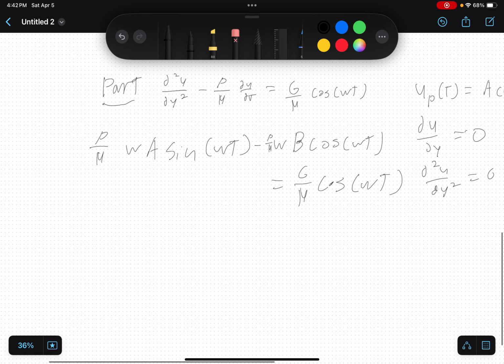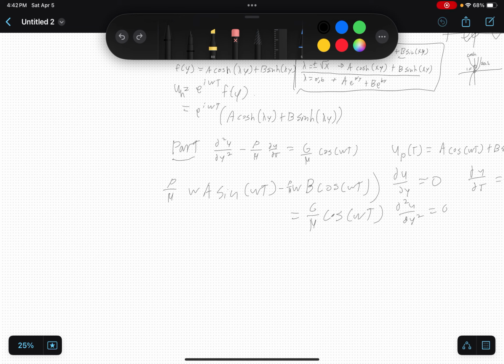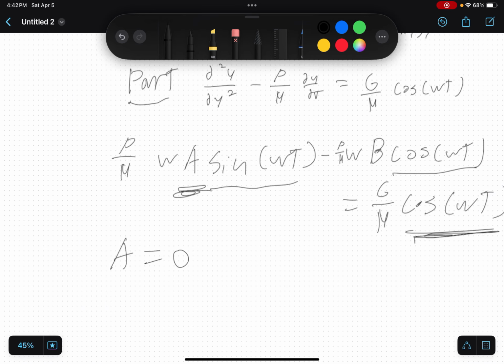Okay, so this is saying that there is a sine, there's a cosine, and there's a cosine. So, A has to equal 0 because it's the only thing that's multiplying sine. And there's no sine on the right-hand side, there's only a cosine. So A has to equal 0.